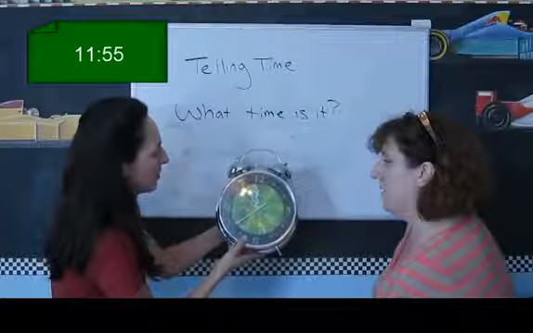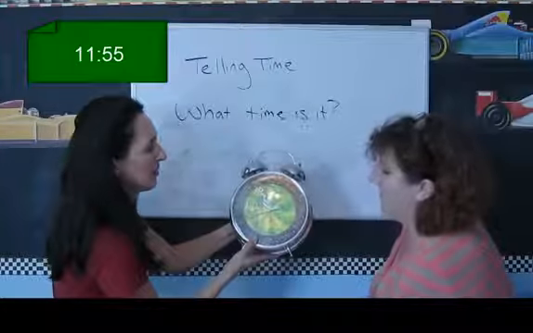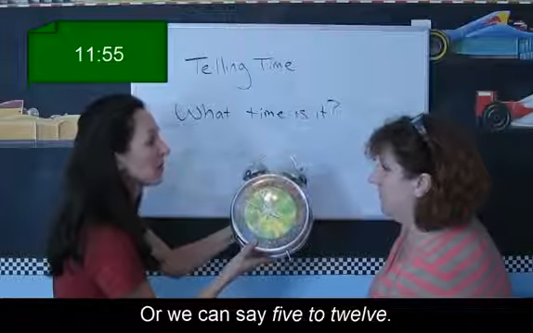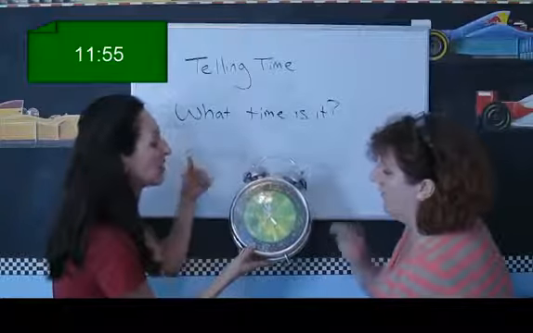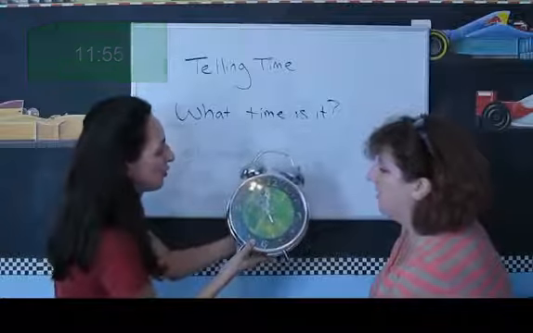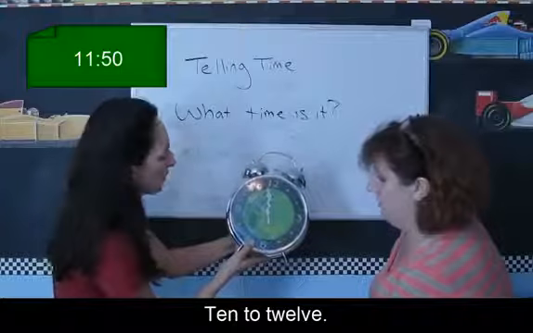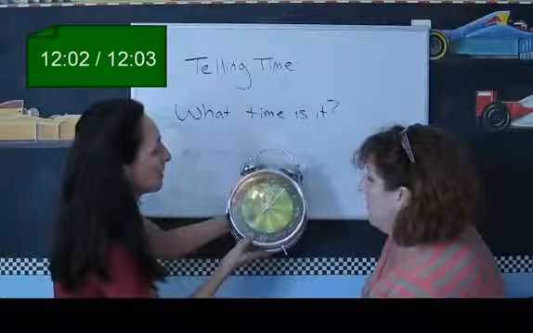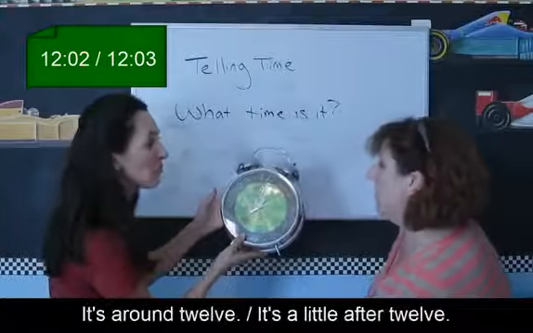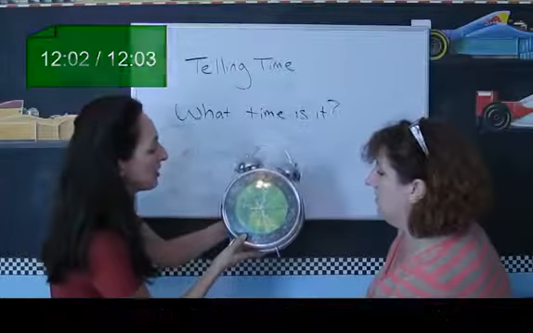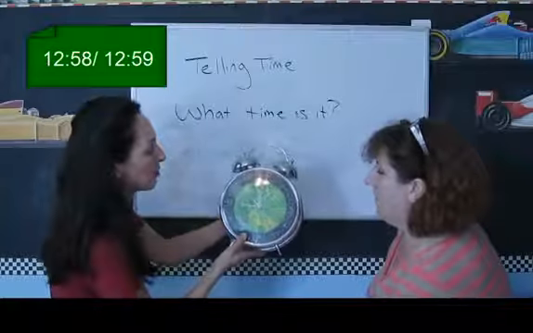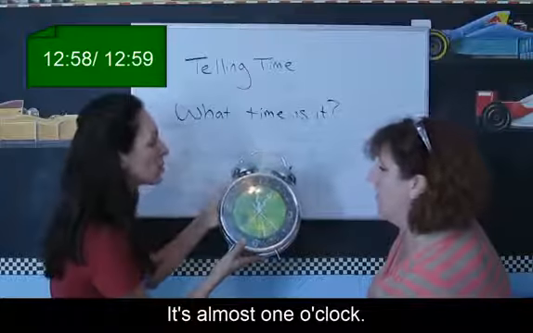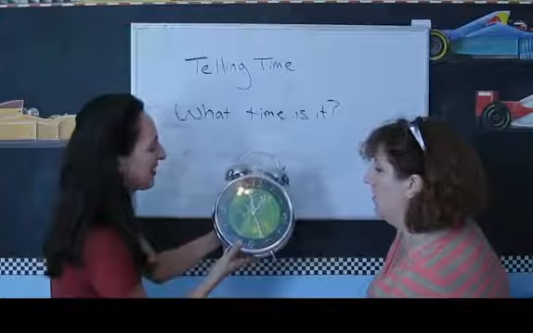Okay. What time is it? 11:55. Very good. Or we can say 5 to 12, because there's 5 minutes to 12. What about that? 10 to 12. Yes. If this is exactly 12 o'clock, if I go a little bit this way, you can say it's a little after 12. And then if I put it here, this would be 1 o'clock. But if I go just a little before, you say it's almost 1 o'clock. Okay?